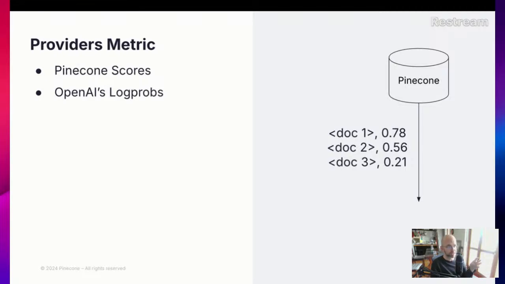The two examples I've given here are Pinecone scores, and other vector databases support them as well, and OpenAI log probs. Unfortunately, for log probs, OpenAI is still the only LLM provider that I know of that sends this data out, although you actually need to configure it and enable it to get this data back.